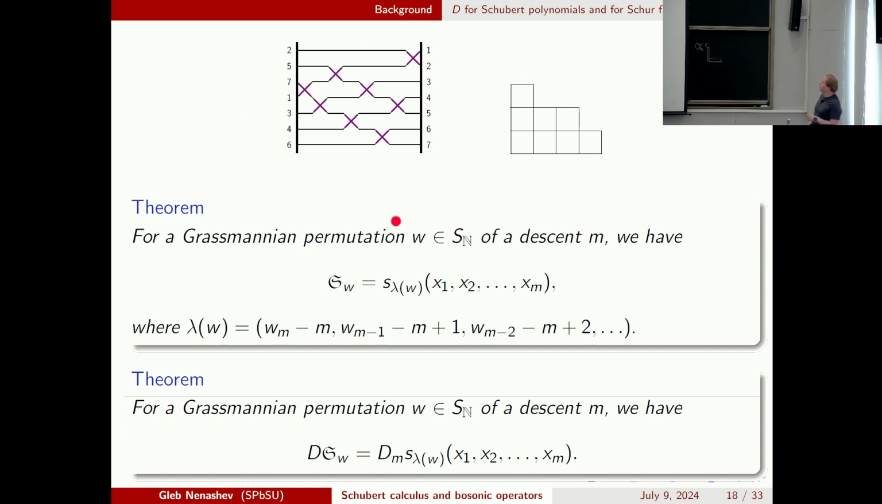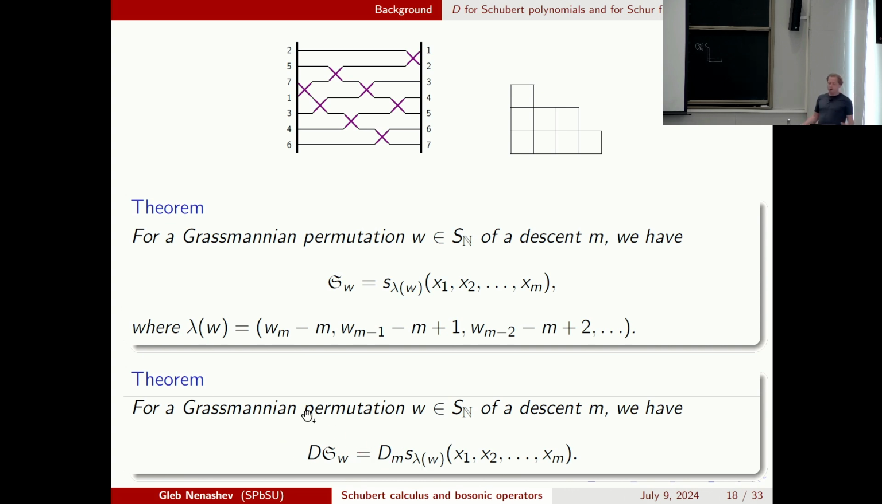And if you rotate your head, you can see here a Young diagram, 4, 3, 1. And it's what is written here. And the Schubert polynomial for such a Grassmannian permutation is exactly a Schur function. Okay, and operator D coincides in this notation. So D of the Schubert polynomial is D of such a Schur function.